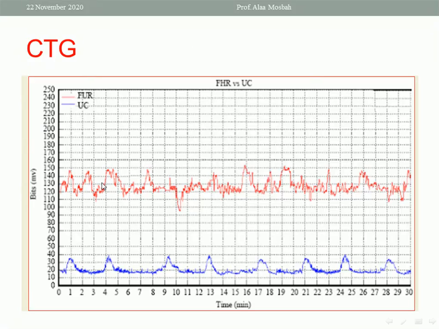You will find a sudden increase in heart rate. A sudden increase in heart rate is called acceleration.